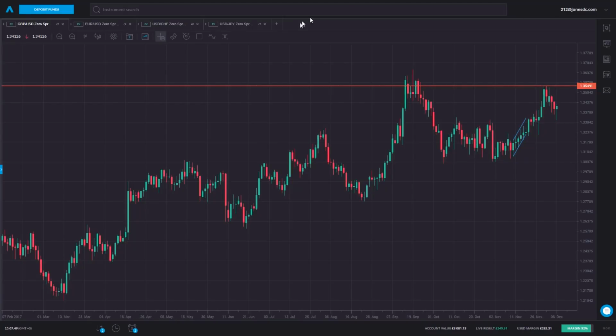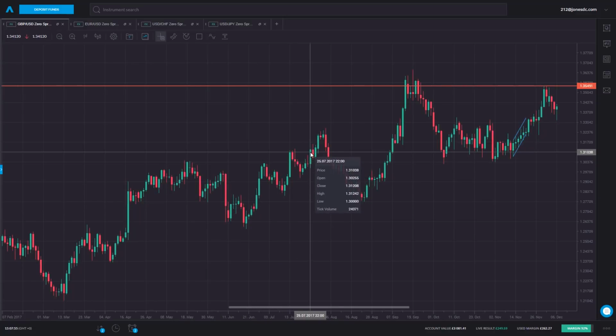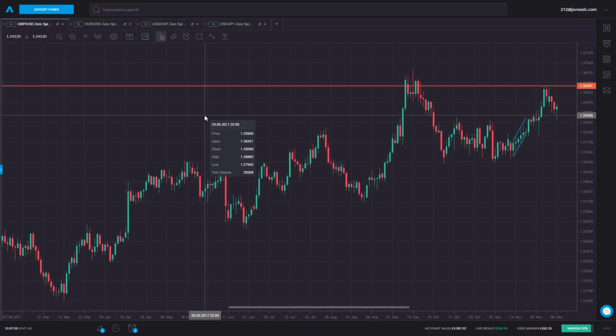As usual though, let's have a quick look at a real market to see how this translates into the real world. So we're on the platform, we're looking at pound US dollar, zero spread, daily chart here, so each candle represents a day's worth of trade. So we'll stick with that for now.